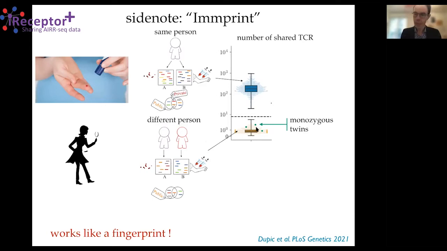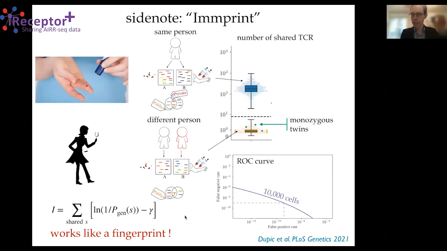Now, of course, you can go a bit beyond simply counting the number of shared TCRs by using the fact that the ones that are shared by chance should be public. And by public, I mean they should have a high pgen. So instead of just counting, we can do something slightly more fancy, which is to weigh our shared sequences with a factor that depends on the expected degree of publicness, which is given by log of one over pgen. And if we do this, we get much better performance than just counting shared sequences. In fact, with as few as 10,000 cells, we can get error rates that are below 10 to the minus 9, so one part in a billion.